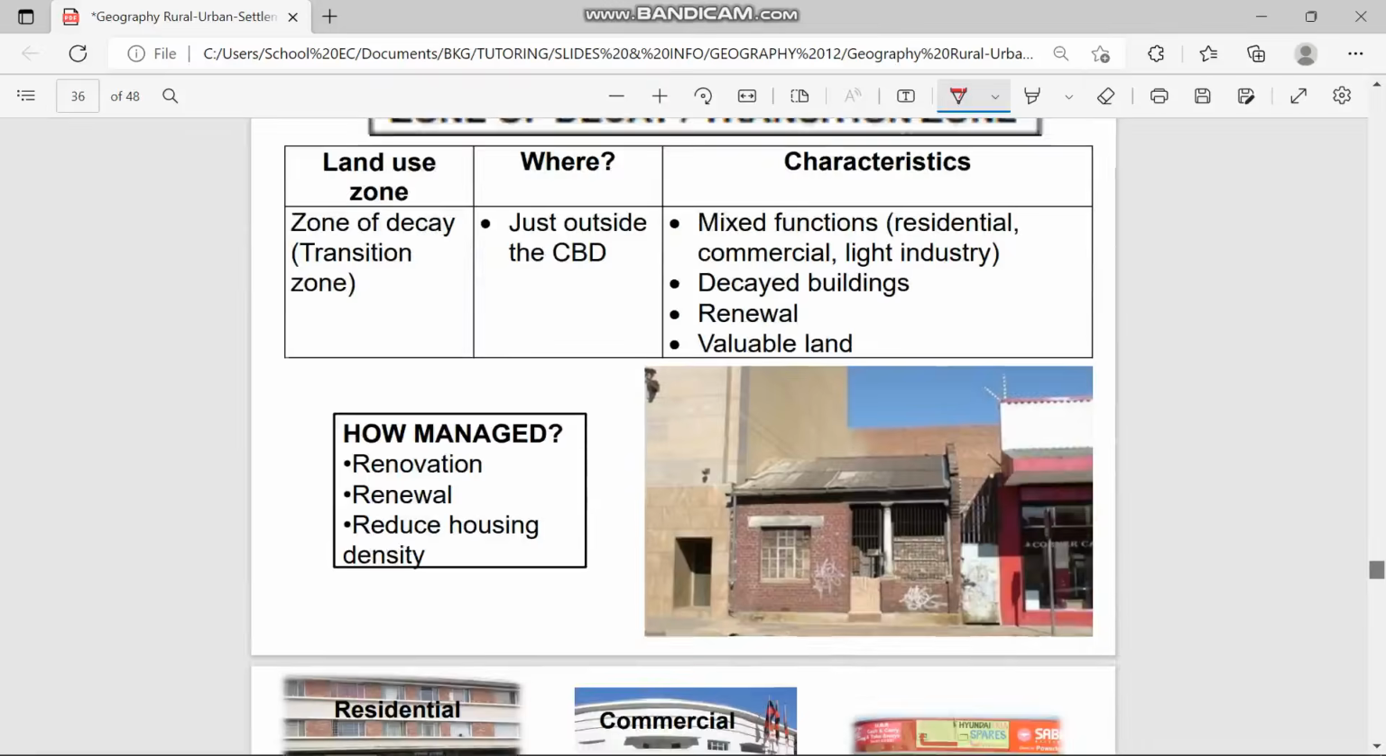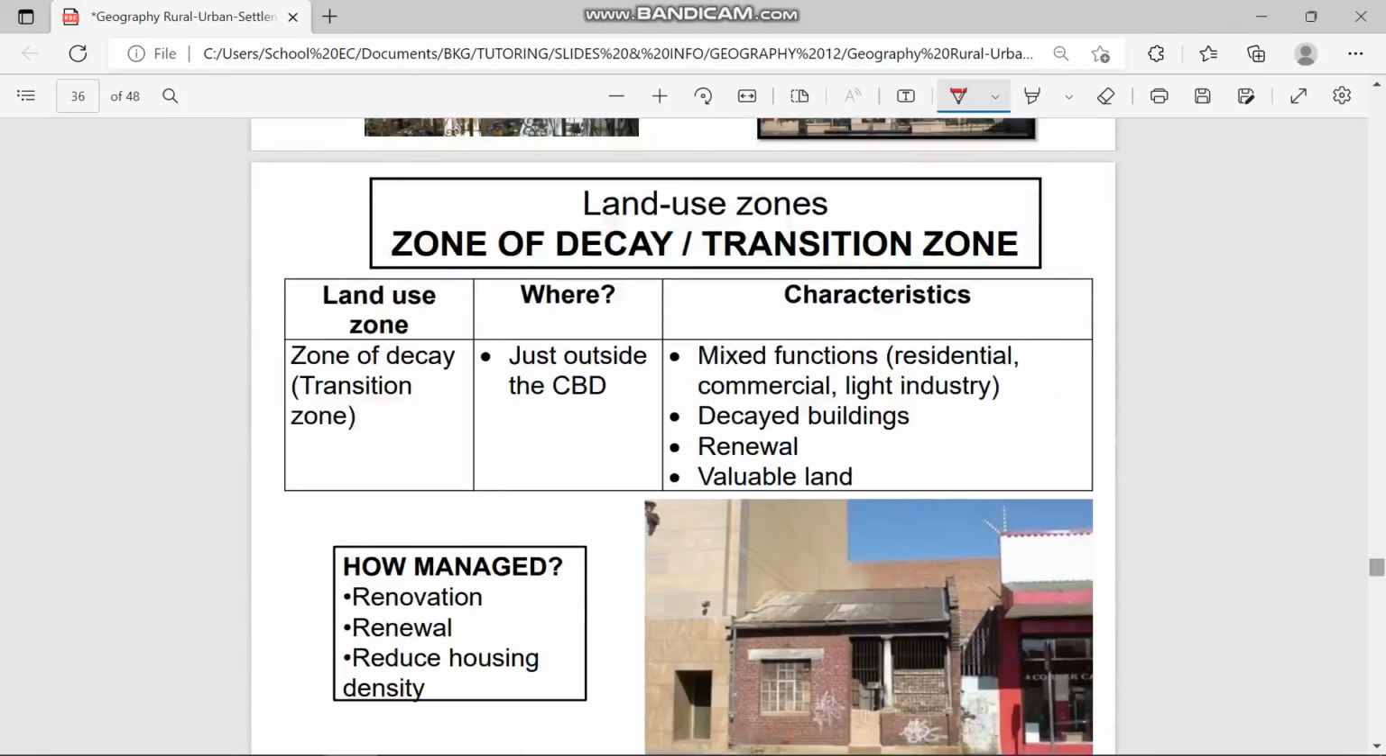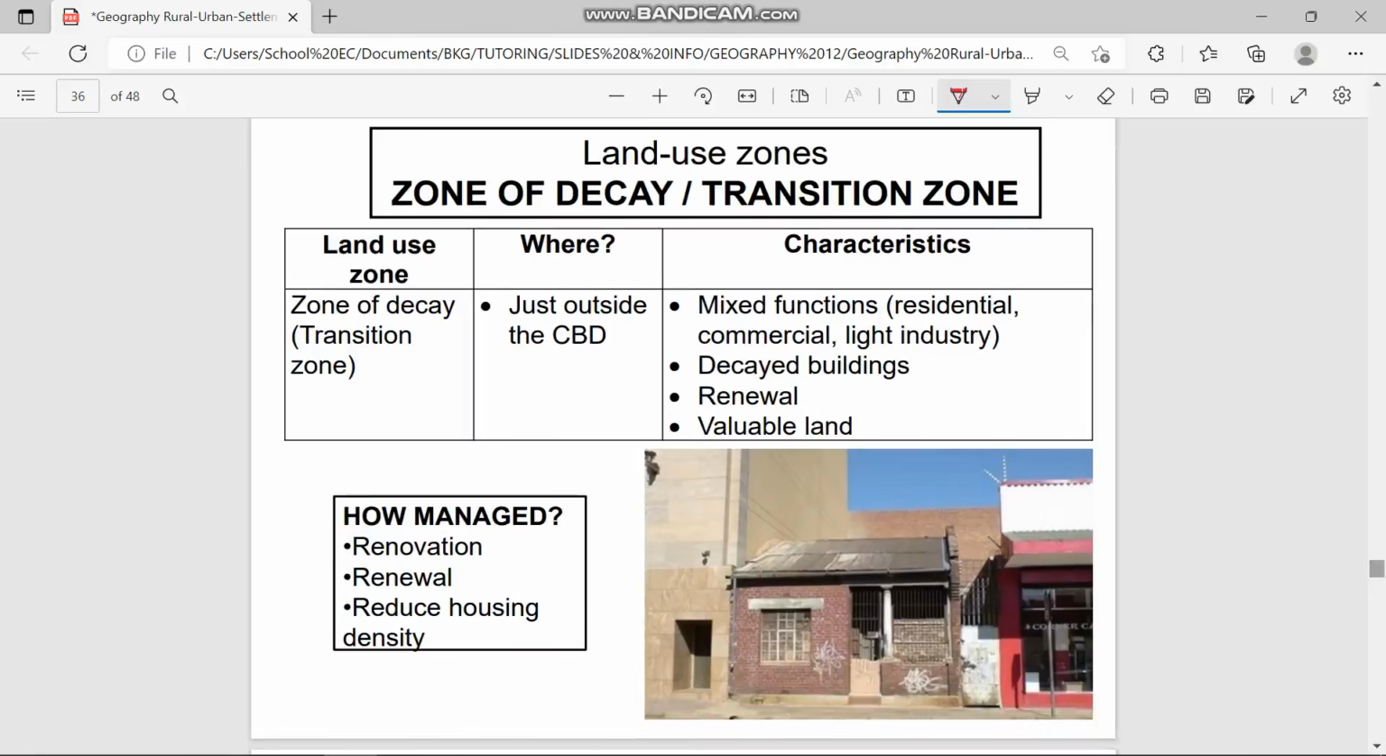Let's go down. Okay, so land use zones: zone of decay, transition zone. Land use zone of decay, we are talking more about it right now. Where do you find it? You find it just outside the CBD. Let me just draw here. This is a CBD. You would find the zone of decay outside the CBD here. You see those old houses, those old buildings that are not even painted and so on.